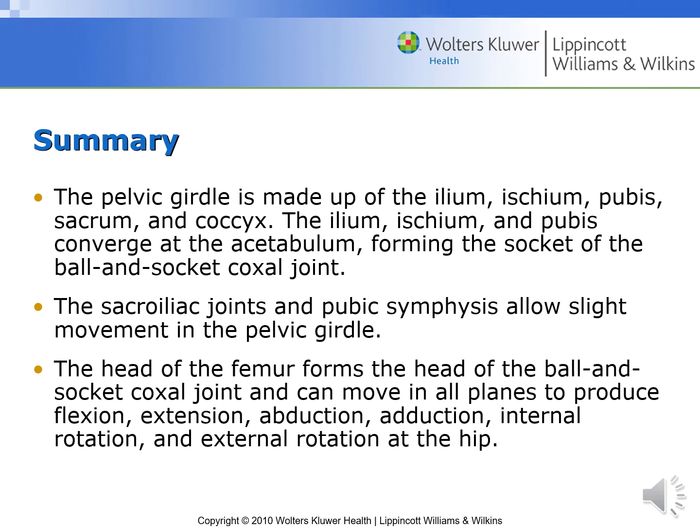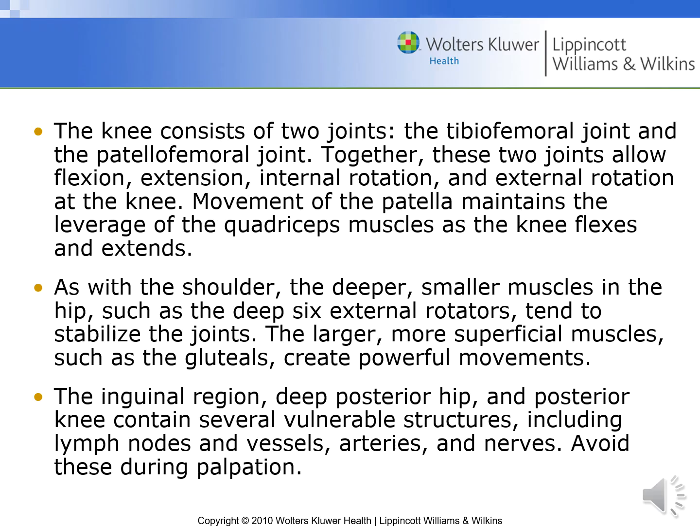The head of the femur forms the head of the ball and socket coxal joint and can move in all planes to produce flexion, extension, abduction, adduction, internal rotation, and external rotation of the hip. The knee consists of two joints, the tibiofemoral joint and the patellofemoral joint. Together, these two joints allow flexion, extension, internal rotation, and external rotation at the knee.